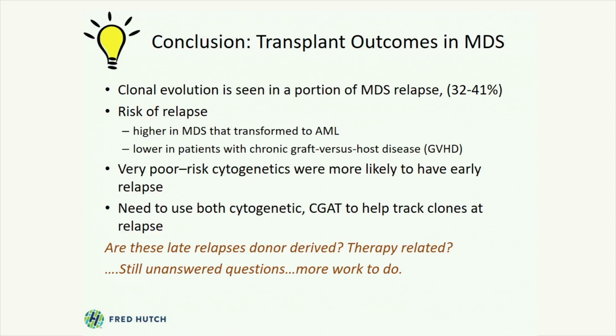So the transplant outcome in MDS is that clonal evolution is seen in a portion, about 32 to 41% of these patients. The risk of relapse was highest in MDS that has transformed to AML, and lowest in patients that had chronic graft versus host disease. Very poor risk cytogenetics were more likely to have early relapse, and we really needed to use both cytogenetic and CGAT data to help track the clones at relapse for the study. But there were still unanswered questions. Were these late relapses donor-derived? Were they therapy-related? We had more work to do at this point.